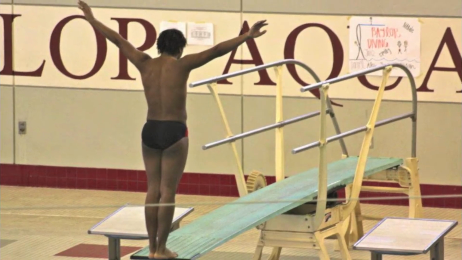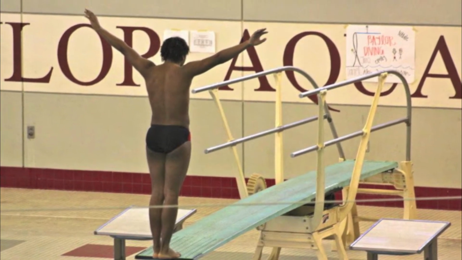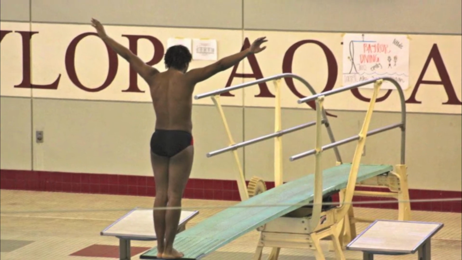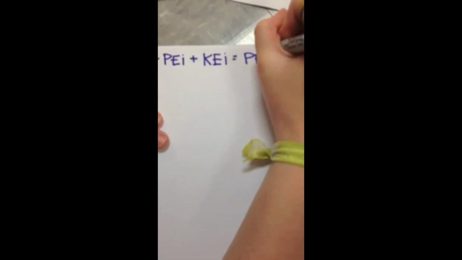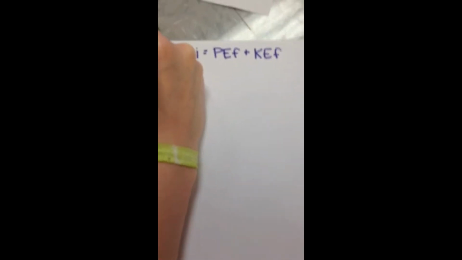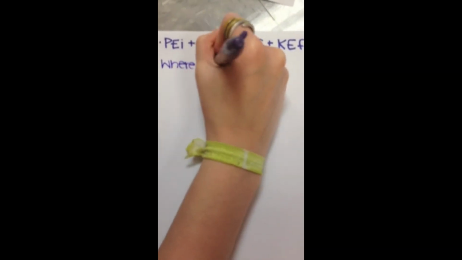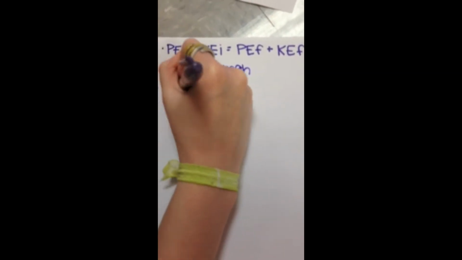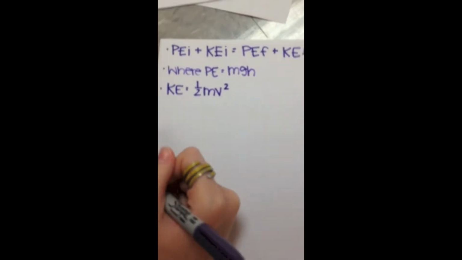This is Michael, and he's our example for this experiment because he weighs about 150 pounds. The law of conservation of energy states that initial energy equals final energy, where potential energy equals mass times gravity times height, and kinetic energy equals half mv squared.